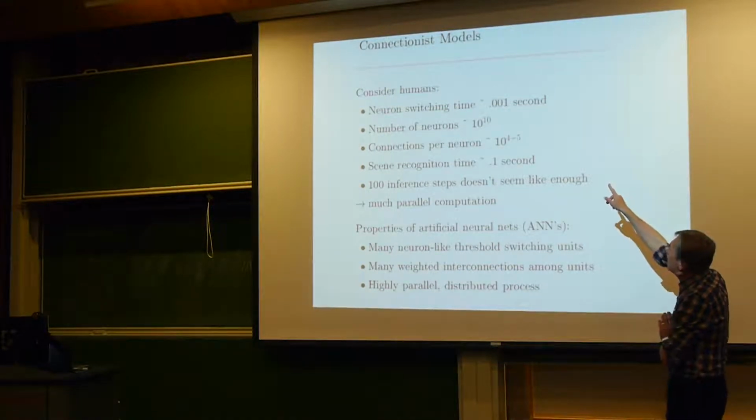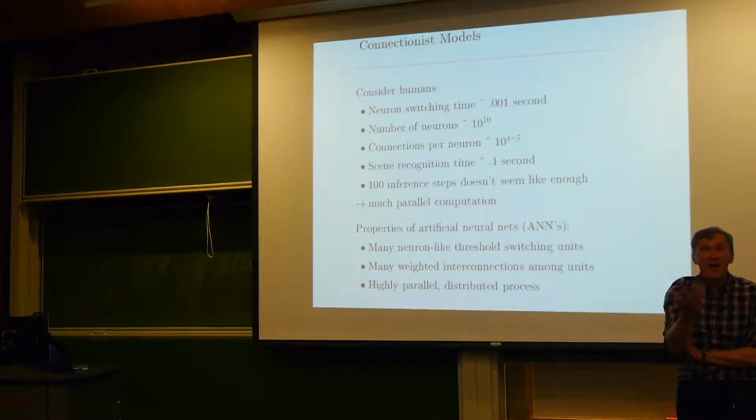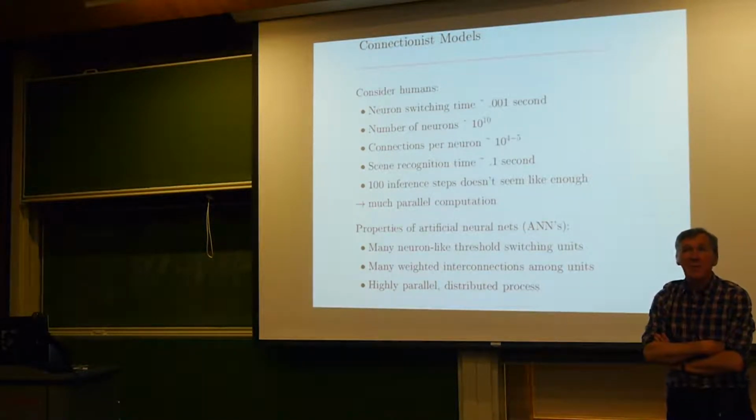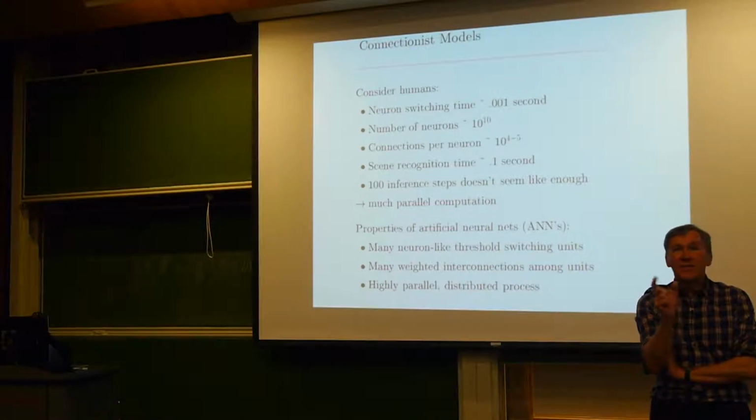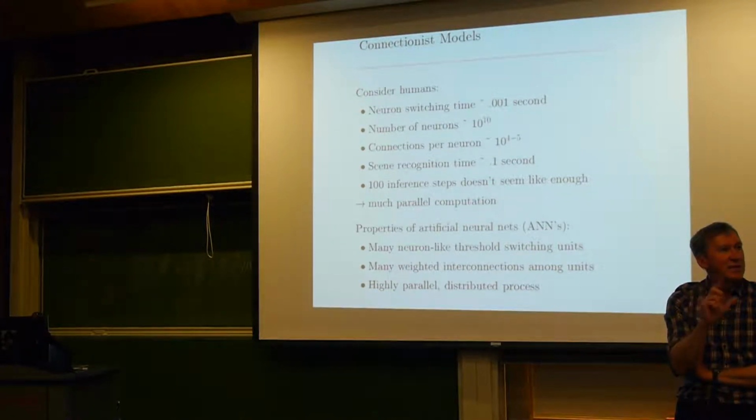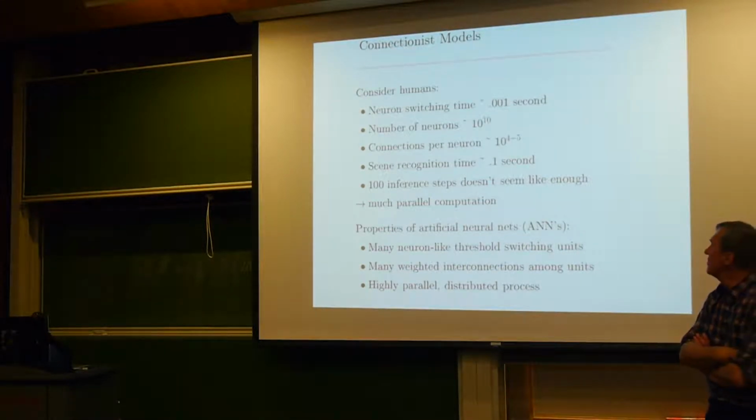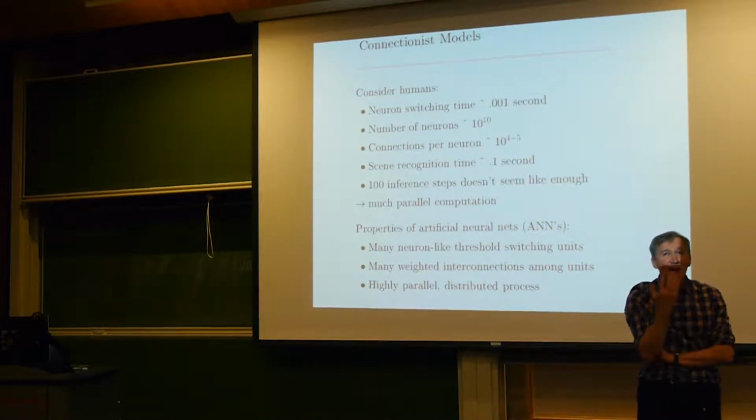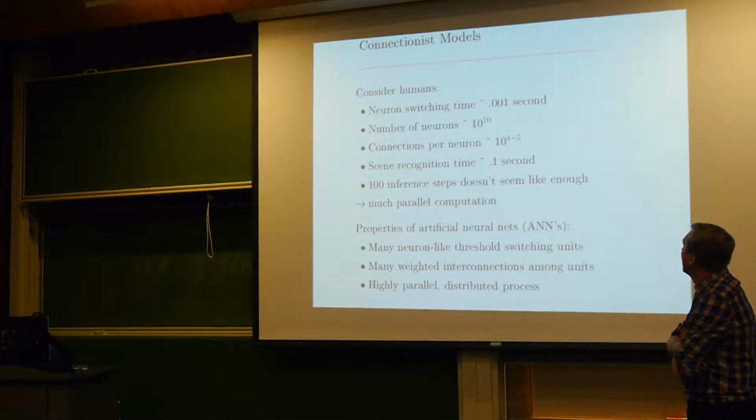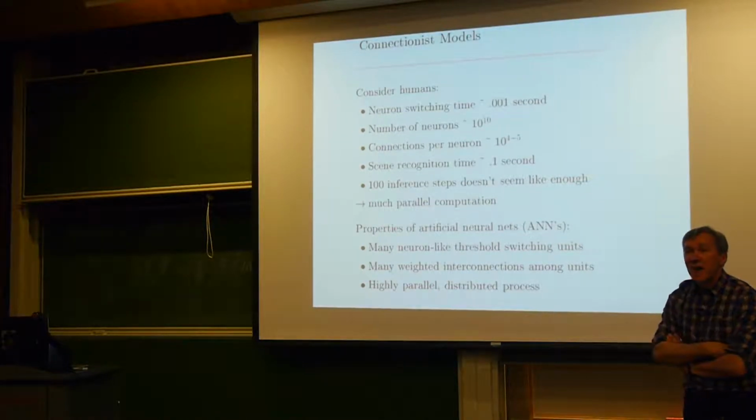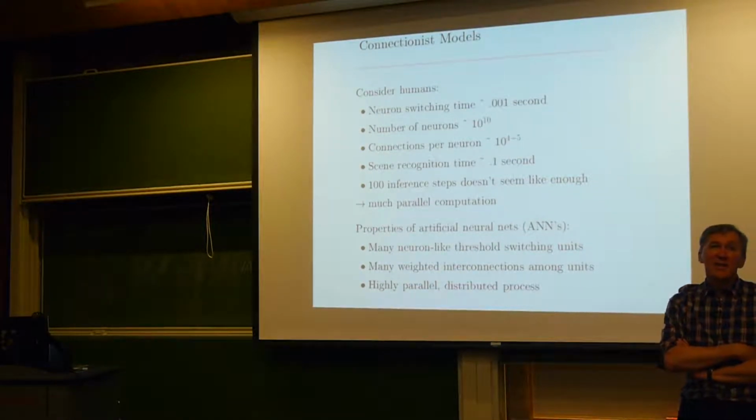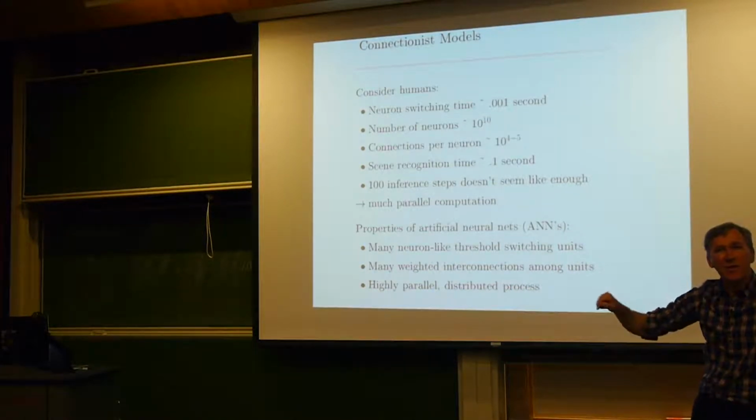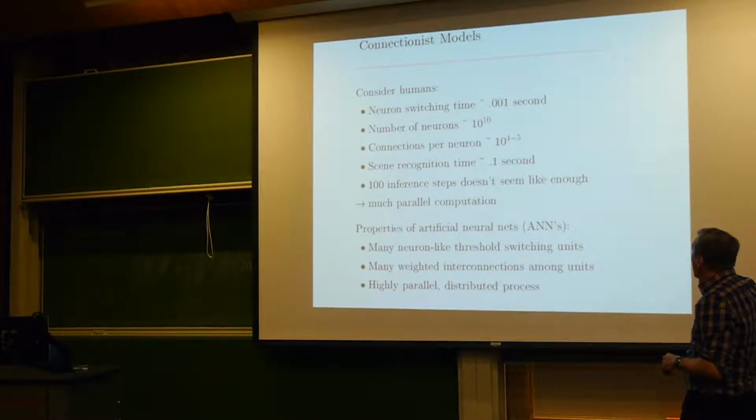And so here are some facts about your brain and mine. Your neuron switching time is about a millisecond. That's about the fastest that your neurons can change state if something happens. You have about 10 to the 10th neurons in your head. Each of those neurons has about 10 to the 5th inputs coming to it, synapses that connect it to other neurons.